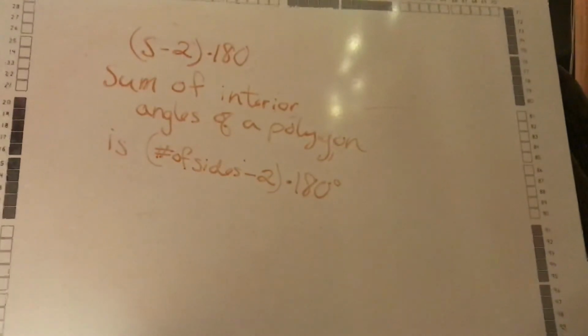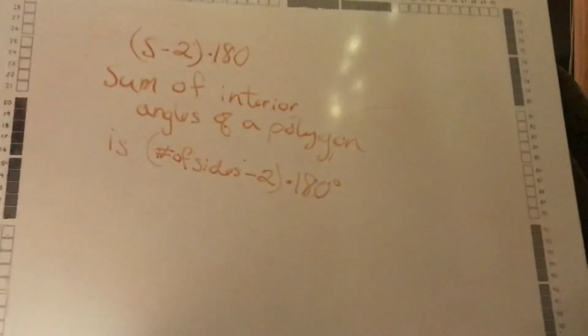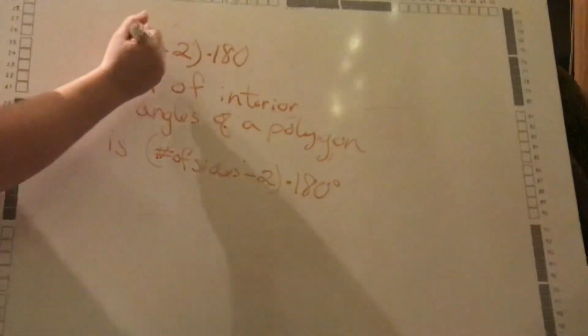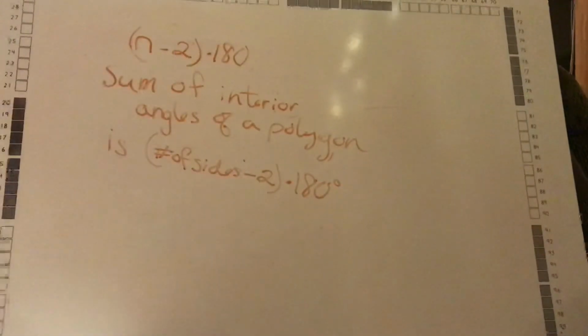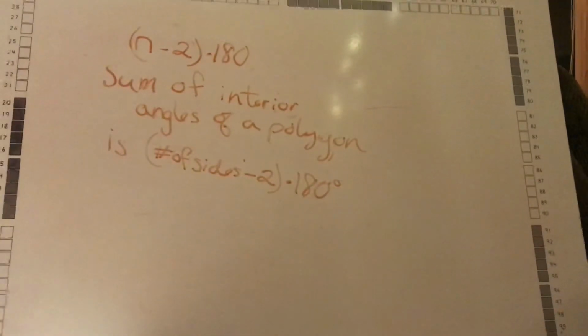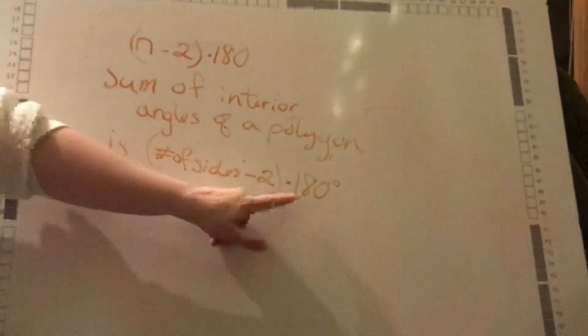Okay, S minus 2 times 180. Since S looks a lot like a 5, it might be better to write it as N. Our book will probably write it as an N. But you just have to remember, it's the number of sides minus 2 times 180.